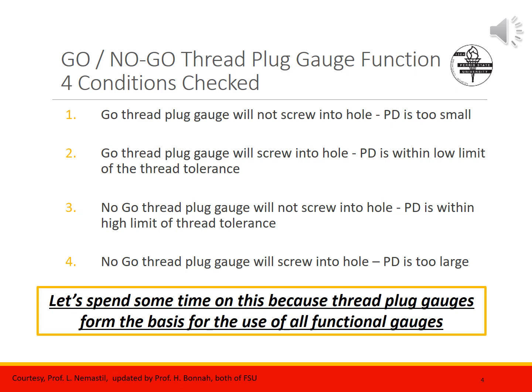The go thread plug gauge will screw into the hole. It means the pitch diameter is within the low limit of the thread tolerance. It's good so far. Now, the no-go thread plug gauge will not screw into the hole. Okay, pitch diameter is within the high limit of the thread tolerance. Good as well. And then if a no-go thread plug gauge screws into the threaded hole, well, then the pitch diameter is too large.